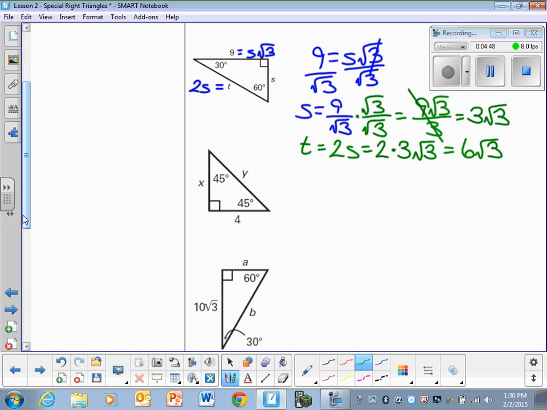Our next triangle is a 45, 45, 90, which means x has to equal 4. That one was quick and easy. And y has to equal x times the square root of 2. So y equals 4 square root of 2.